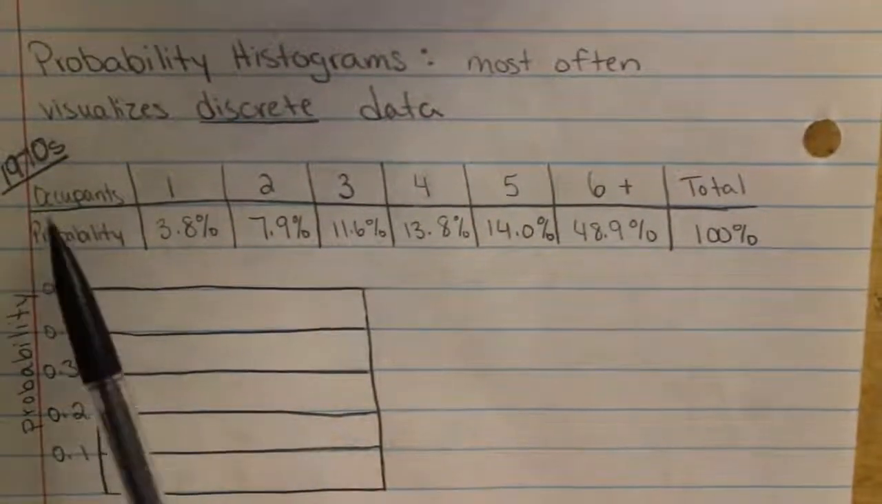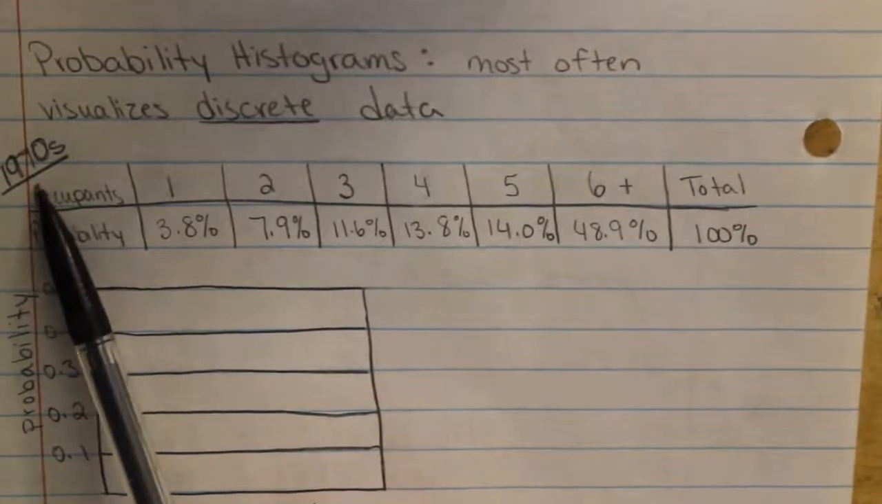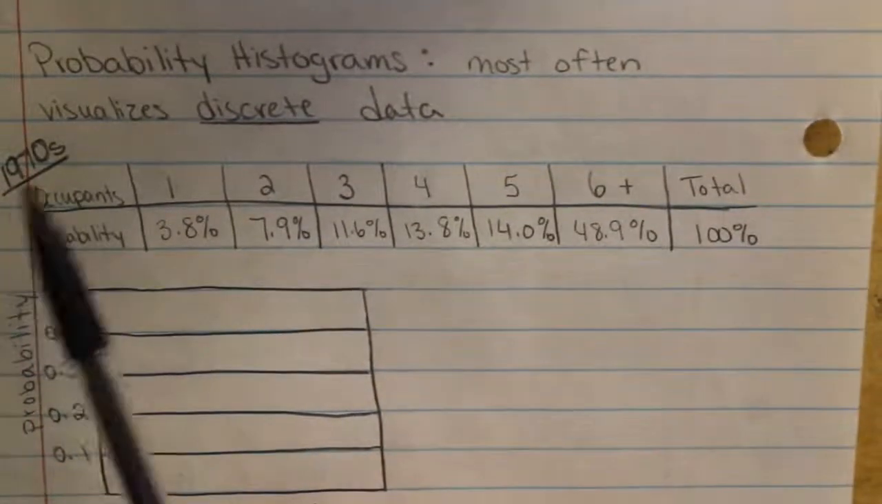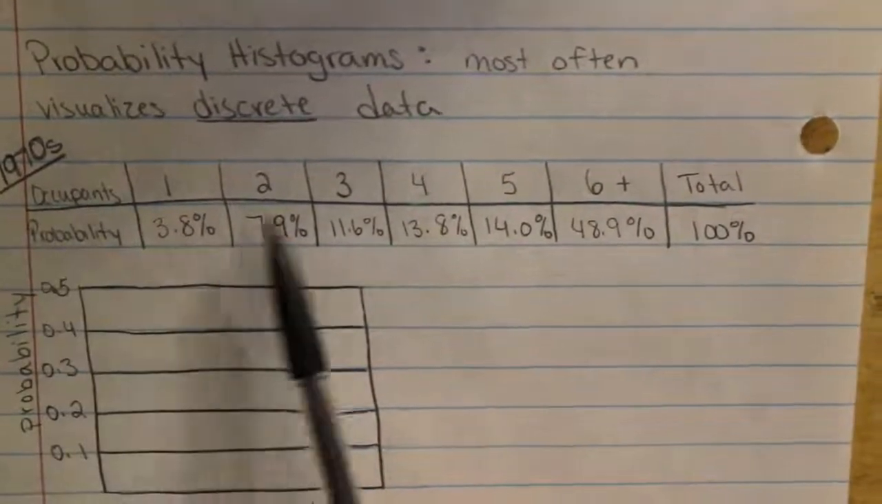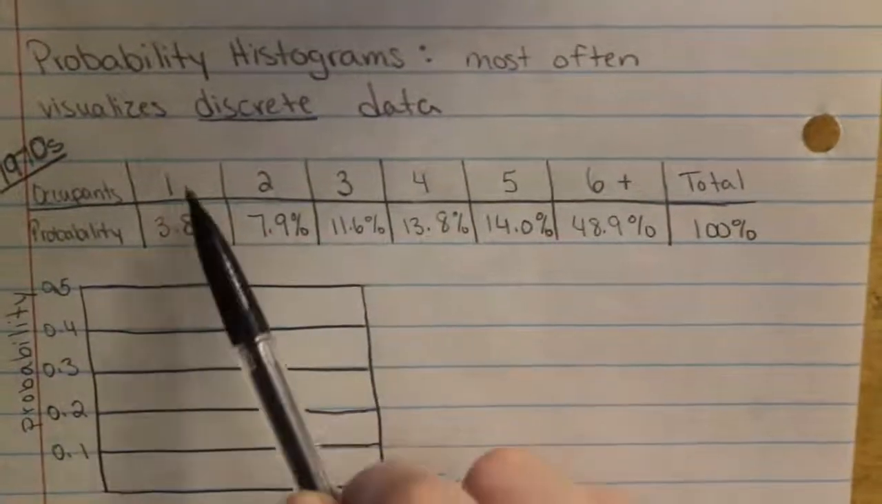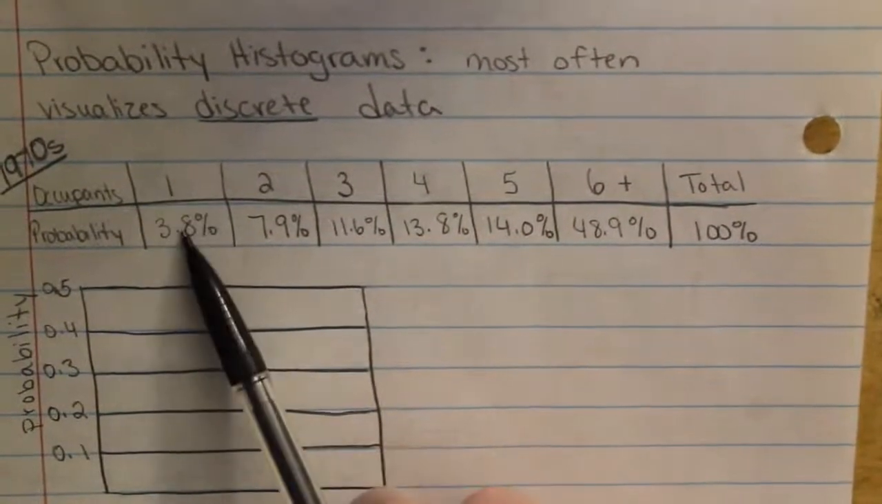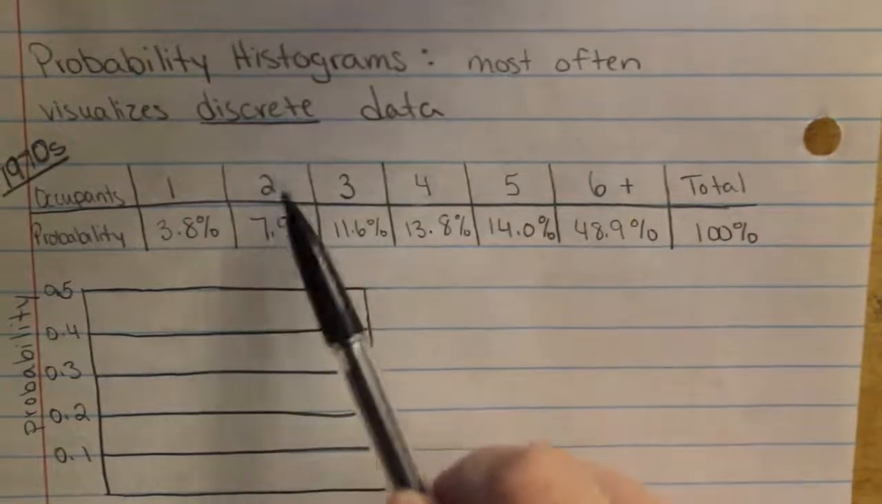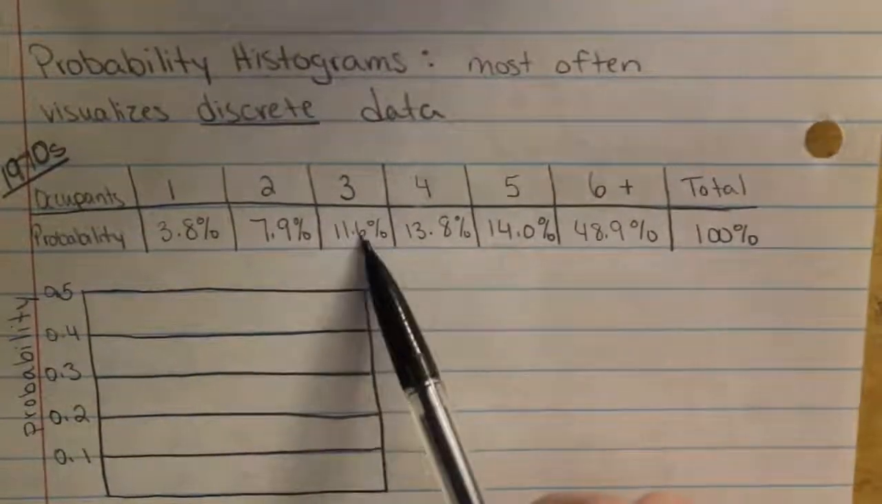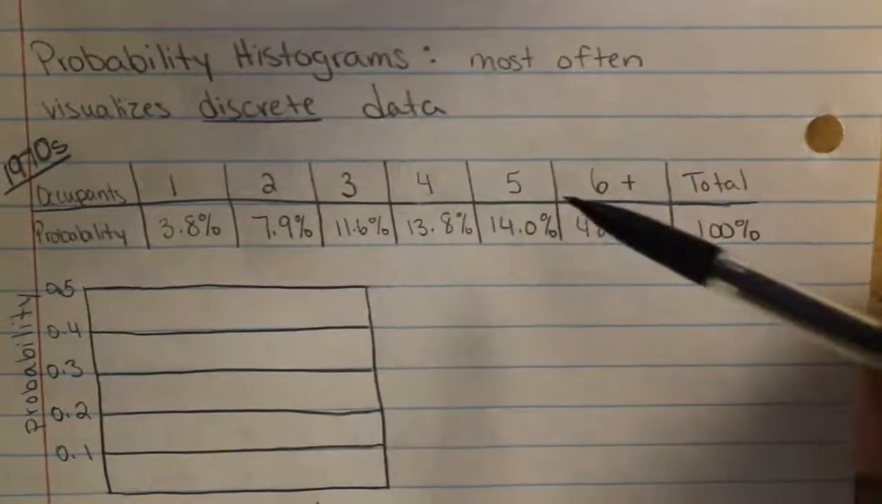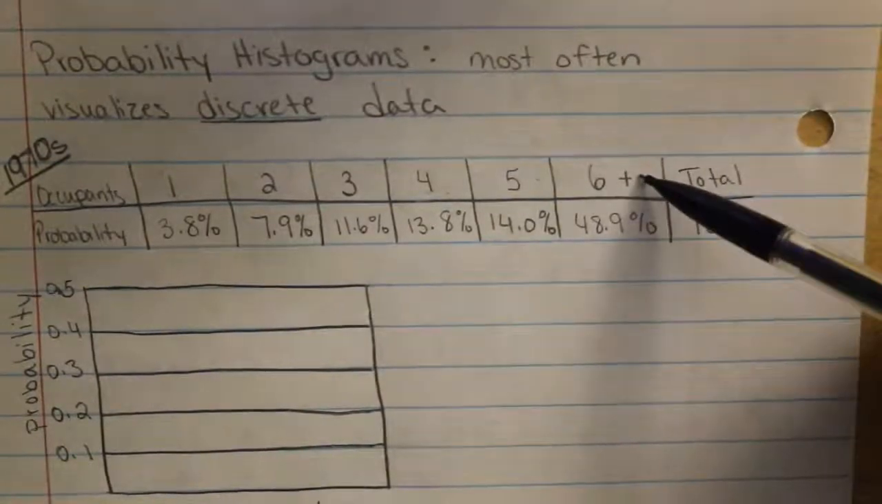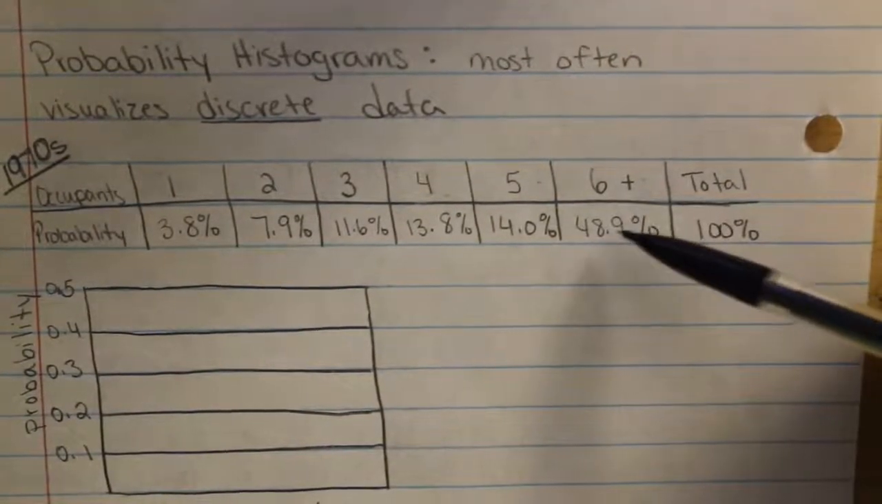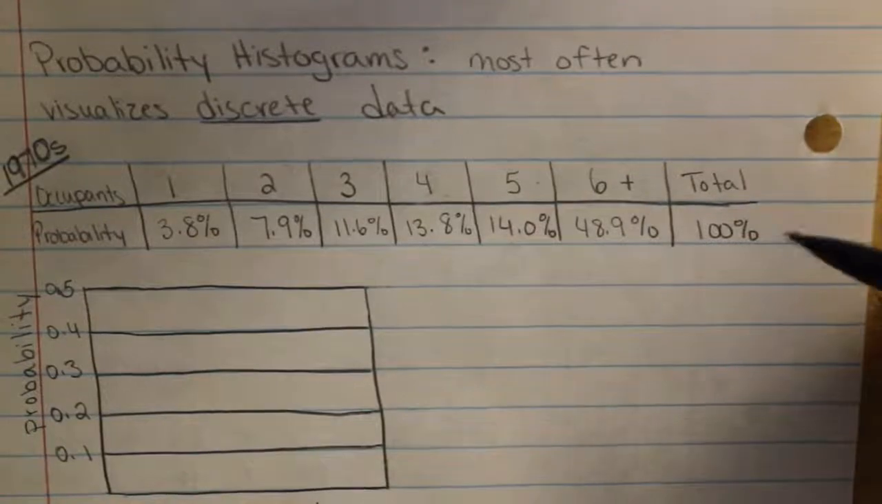In the 1970s, they actually did a household count, and they said the chances of having this many occupants was this percent. So the chances of one person was 3.8%, 2-person household 7.9, 3 11.6, 4 13.8, 5 14.0, and 6+ was 48.9%. All of that will add up to equal 100%.